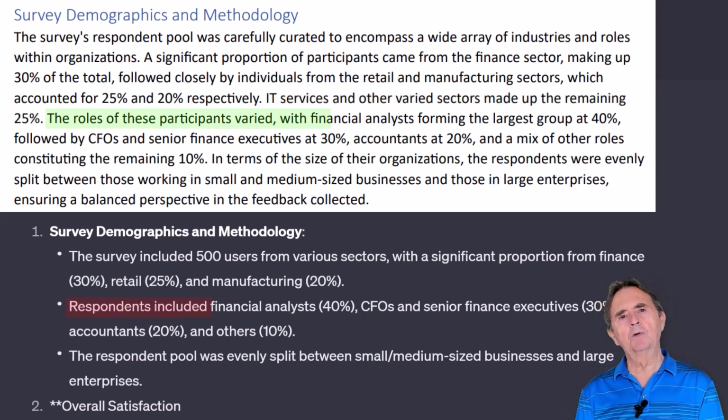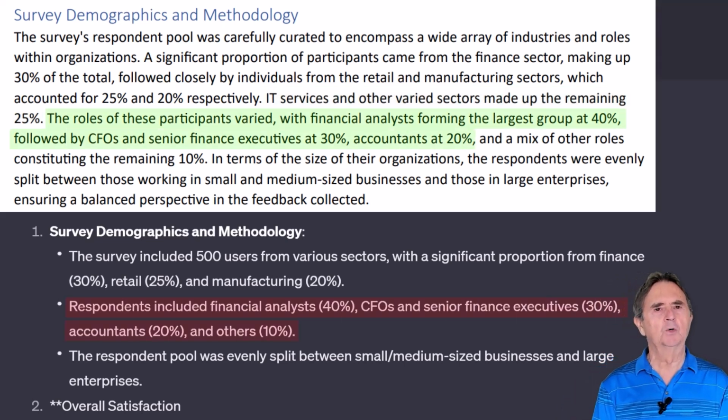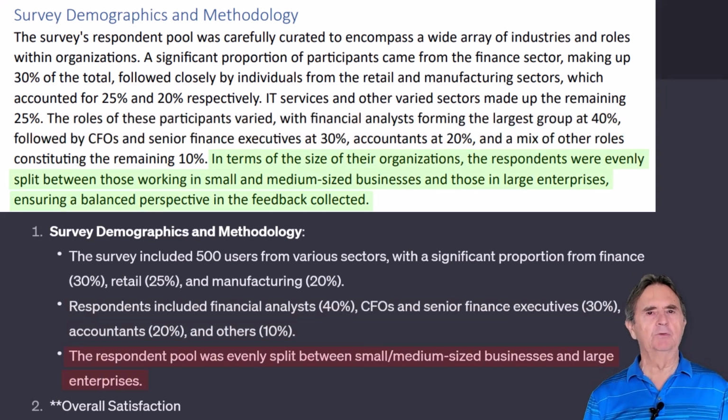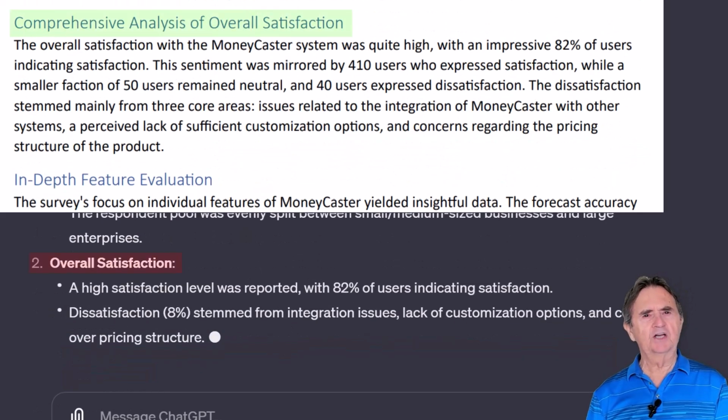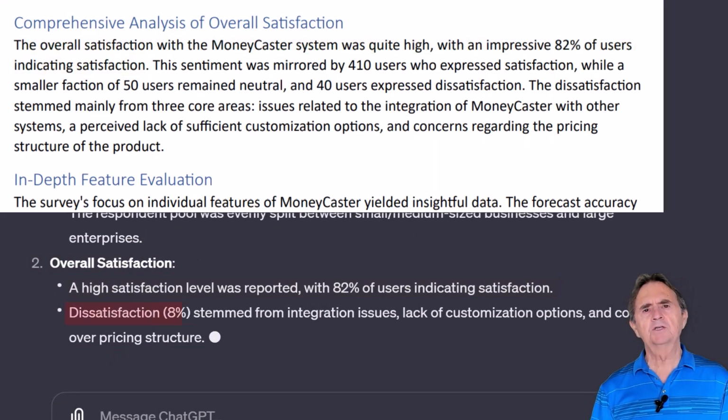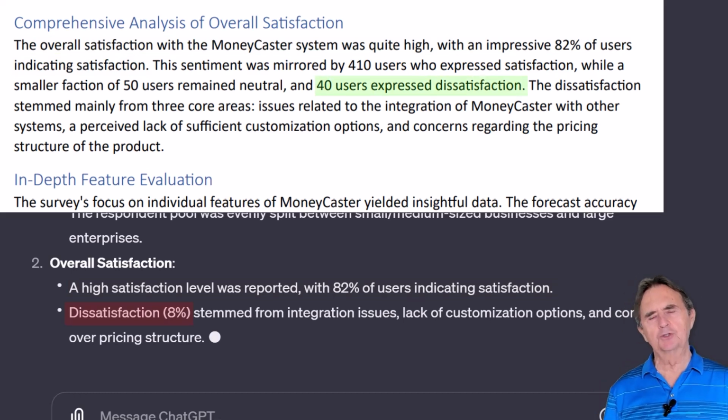Next, it grabbed the role percentages for financial analysts, CFOs, and senior financial executives, accountants, and others, which it includes this time, although it's only 10%. Interesting. It also mentions the even split in the respondent pool across all sizes of businesses. In the overall satisfaction category, it mentions the high rate of 82%, which I admit is pretty impressive. It also accurately calculated that 40 users from a total of 500 users is 8%. That's actually pretty unusual because ChatGPT and other Gen AI tools are not known for their mathematical prowess.